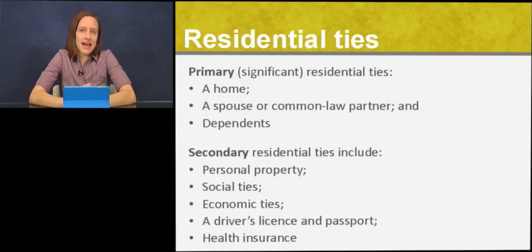When determining your residency status in Canada for income tax purposes, it is important to consider whether or not you maintain or establish residential ties with Canada and abroad. Significant residential ties to Canada, also known as primary ties, include a home, a spouse, or dependents. Secondary residential ties are also considered, and they can include personal property, such as a car or furniture, social ties, such as membership in a Canadian recreational or religious organization, economic ties, such as Canadian bank accounts or credit cards, a Canadian driver's license, a Canadian passport, or health insurance with a Canadian province or territory. The residential ties you establish or maintain in the other country are also relevant and are considered.